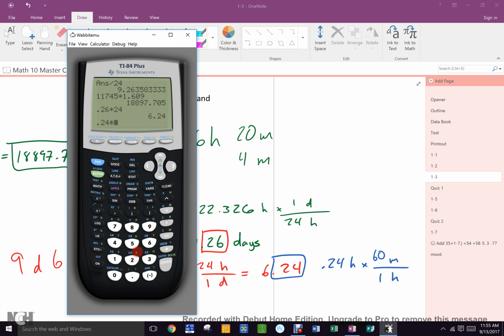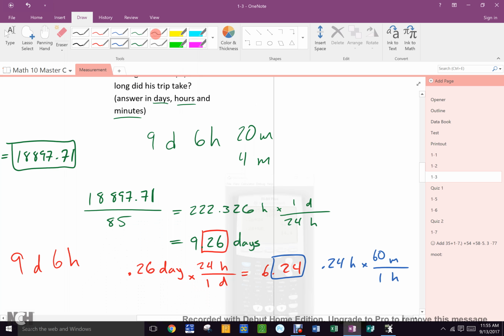0.24 times 60, 14.4 minutes. So 14 minutes. Could we have done the 0.4? Yeah. It would have been 0.4 times what? 60 to get the seconds, if I really wanted to be annoying. Right? 24 seconds?